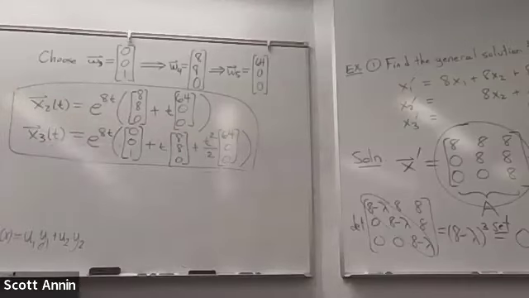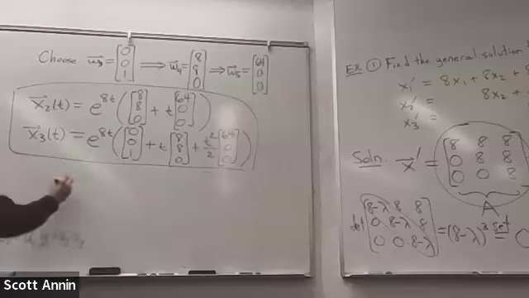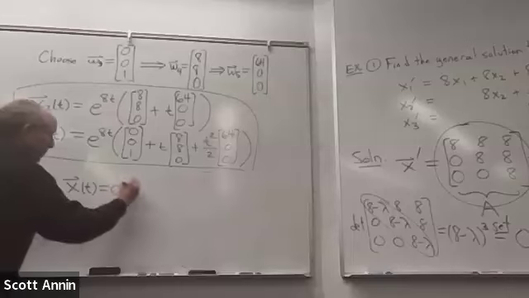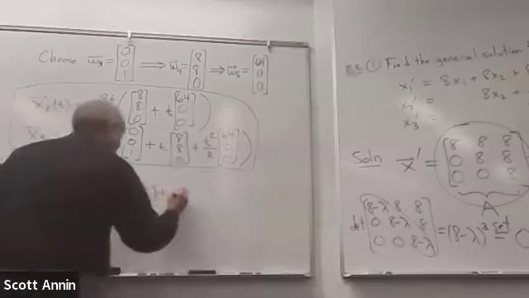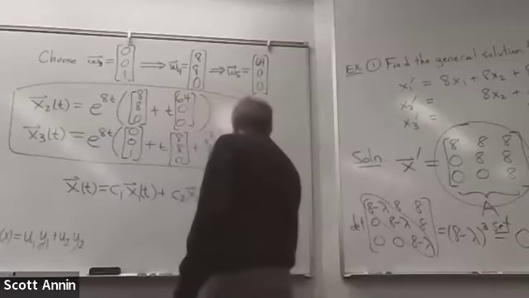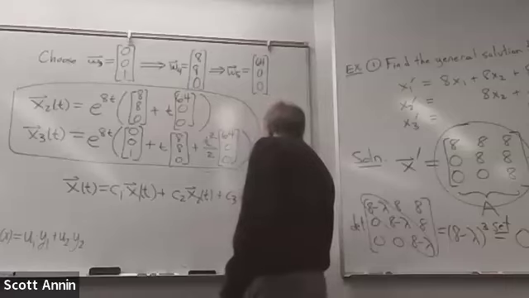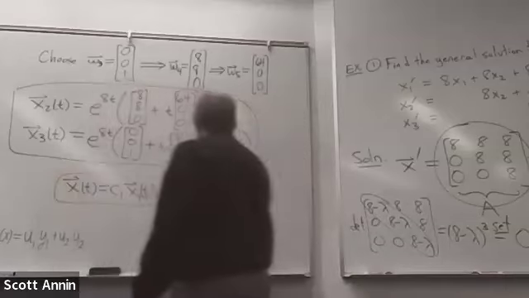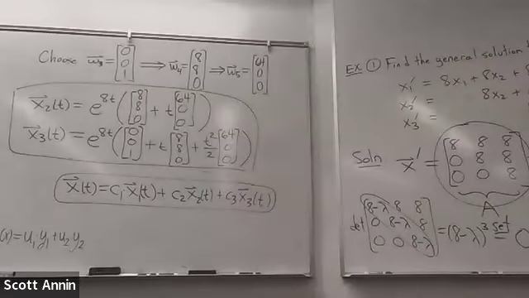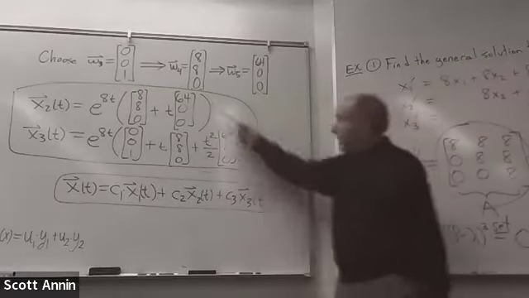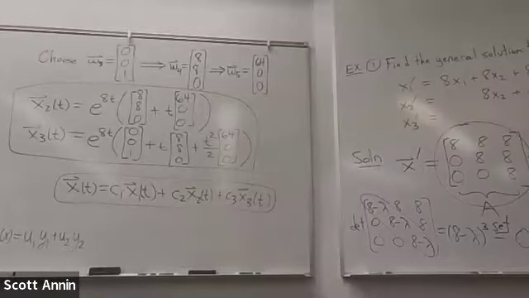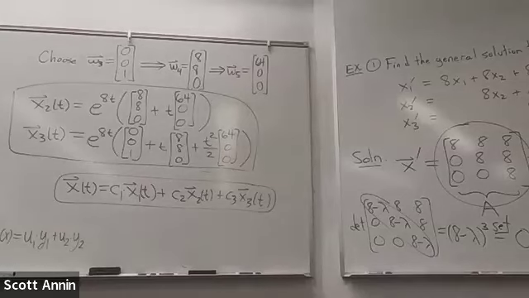And just to remind you, you don't need to recopy them all out again. You can just write for your final answer, as long as I can find all of your individual solutions, C1 times x1 of t plus C2 times x2 of t plus C3 times x3 of t. This would be the final answer. And you could just write that down and I would know pretty much what you were trying to say. You've already got your x1, x2, and x3, and you just have to feed them into that linear combination. That look okay?